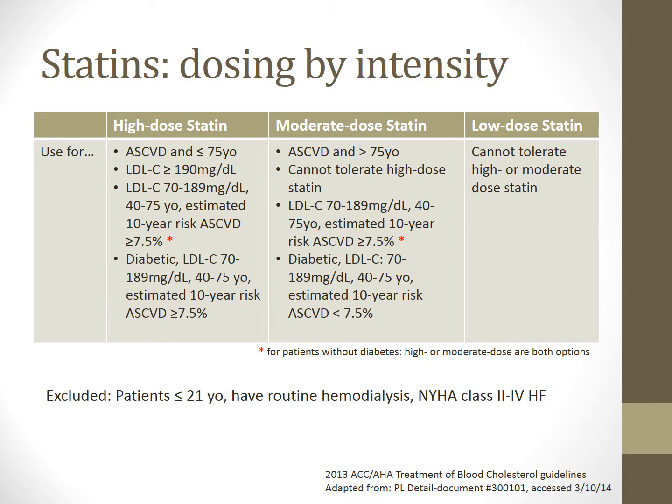So who gets high-dose statin therapy, who gets moderate-dose statin therapy, and who gets low-dose statin therapy? This table shows what the 2013 guidelines recommend as far as the different categories of patients who will benefit from the different intensities of statin dosing. I should note that patients who are less than 21 years old, who have routine hemodialysis or have New York Heart Association class 2 to 4 heart failure were excluded from these recommendations because the authors of the guidelines didn't feel like there was enough representation of these patients to make these general recommendations. So as far as who to use these different intensities for, you can refer to the guidelines for more details.